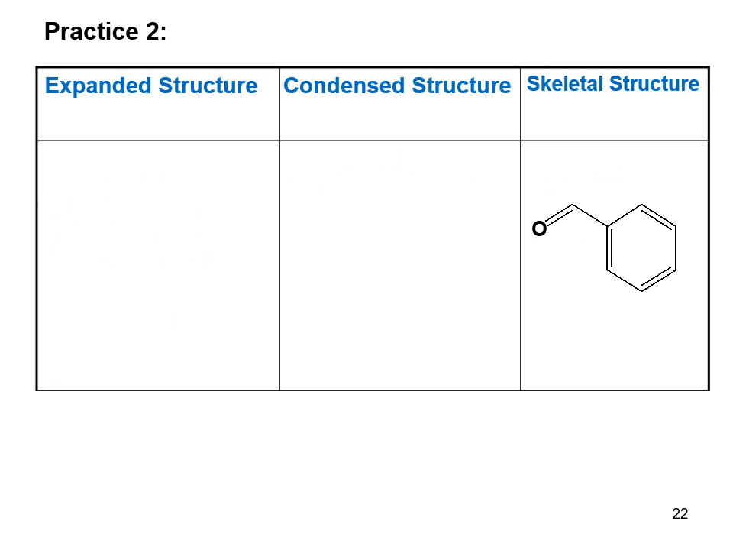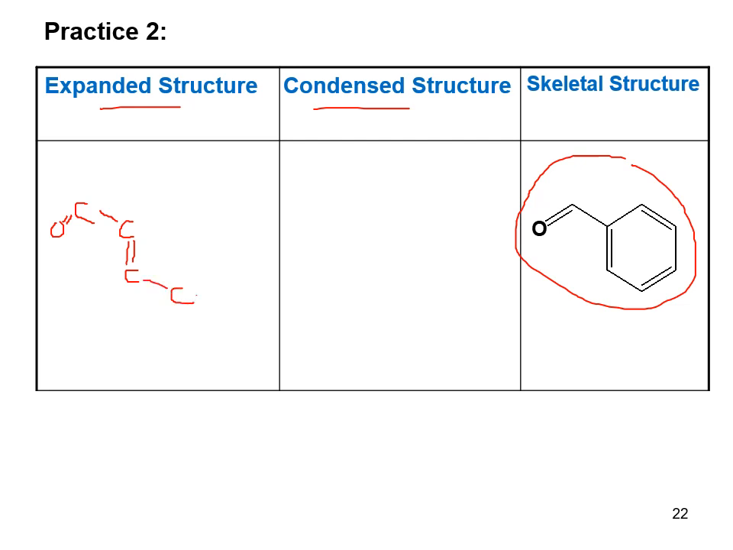Next, we are going to draw the expanded and condensed structure based on the given skeletal structure. So first of all, okay, I will try to draw the double bond first, and then with one carbon attached to the benzene ring with carbon, and then double bond. So carbon, double bond, carbon, and then carbon, here carbon, then here double bond.